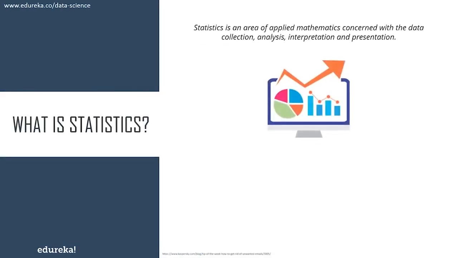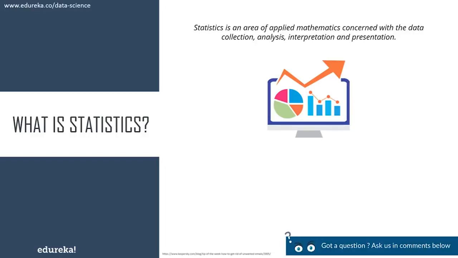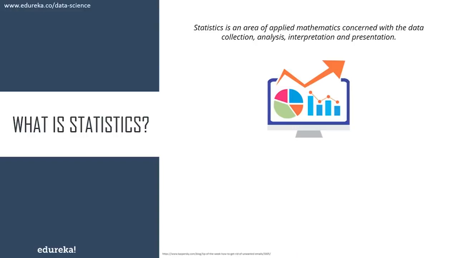Coming to the formal definition, statistics is an area of applied mathematics which is concerned with data collection, analysis, interpretation, and presentation. Usually when I speak about statistics, people think it is all about analysis. But statistics has other parts to it. Data collection is also a part of statistics. Data interpretation, presentation, and visualization all come into statistics. You're going to use statistical methods to visualize data, to collect data, and to interpret data. This area of mathematics deals with understanding how data can be used to solve complex problems.